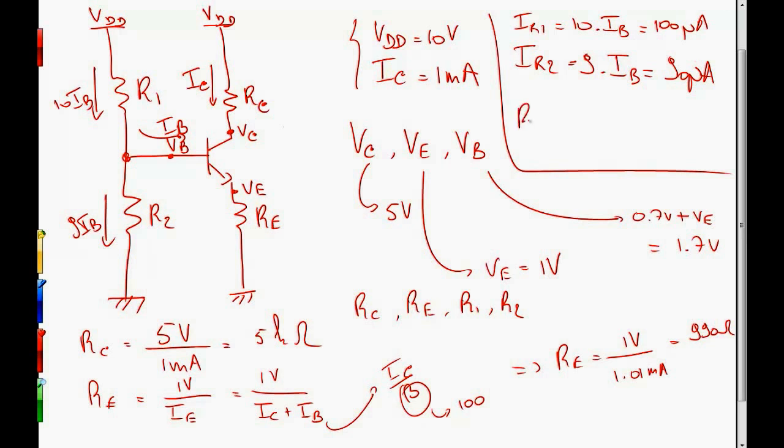So this gives you the following values for R1 and R2. So R1 is equal to 10 volt minus the base voltage 1.7 volt divided by 100 microamp, giving you 83 kilo ohm, and R2 would be equal to 1.7 volt, which is the base voltage, divided by 90 microamp, giving you approximately 19 kilo ohm.